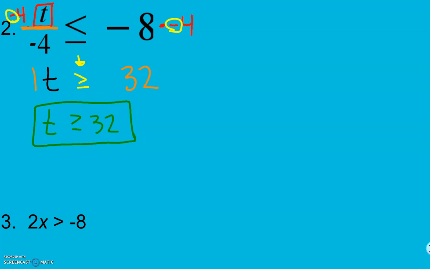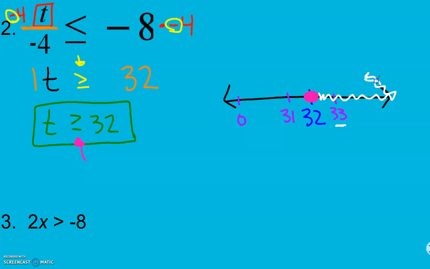To graph it, I plot that boundary point and one number greater, one number smaller, and where 0 is. Put a circle at my boundary point. Because it's equal to, I'm going to go ahead and fill it in. We want numbers that are greater than 32, like 33. So we shade everything on the same side as 33.